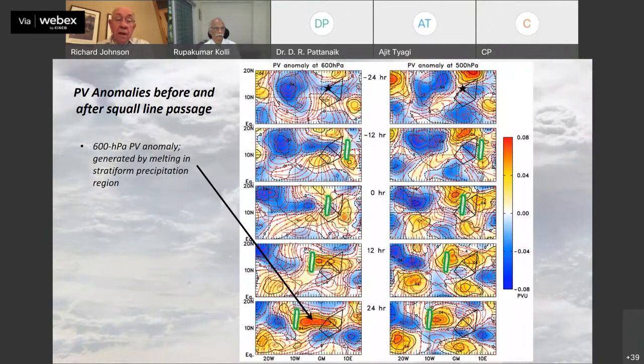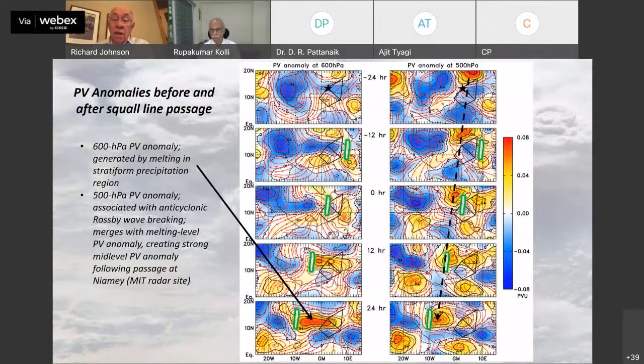I've repeated the panels at 600 on the left in this slide, just what we saw before, showing this large wake of PV behind the line. And on the right are the same panels, but at 500 hPa. And if you hit next, you can see here there's a PV anomaly that extrudes down from the north into the region, and eventually at 24 plus 24 hours, enters into the region just behind the squall line.